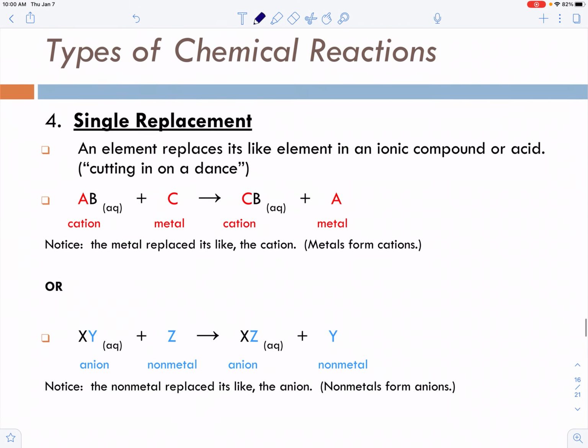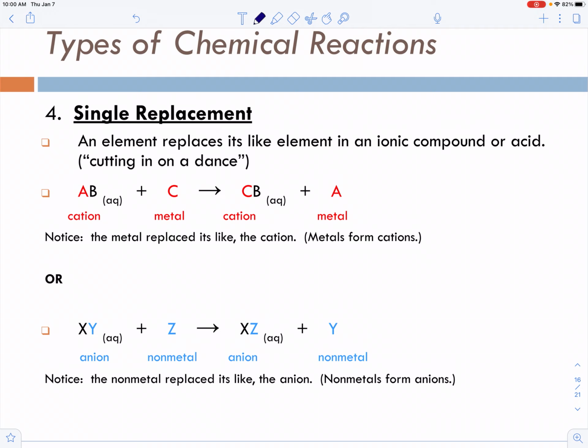Let's see. We've got two more. Our next reaction is a single replacement reaction. In this case, we're looking at ionic compounds, or an acid, and we'll get into acid-base reactions later. Ionic compounds are always made up of a cation and an anion. And remember, your cation is positively charged and your anion is negatively charged, and they attract each other and form a neutral compound.